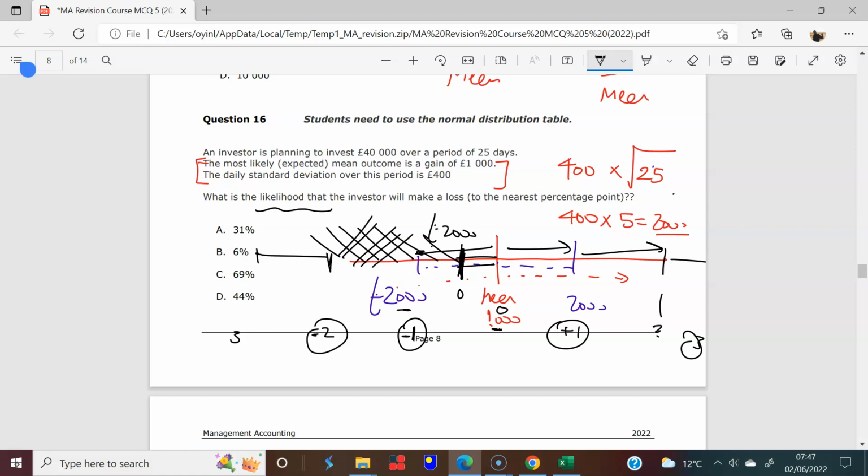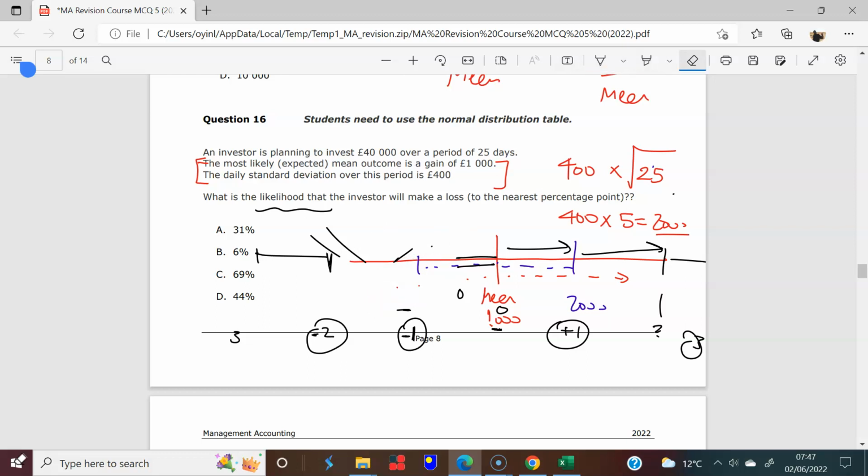That's the question: what's the probability of being in this part of the curve? Because this is 0. So you're starting at £1,000, which is at the mean, and then you could fall to £0. So this 0 is really halfway. Let me just clean this up a little. This 0 is really halfway.